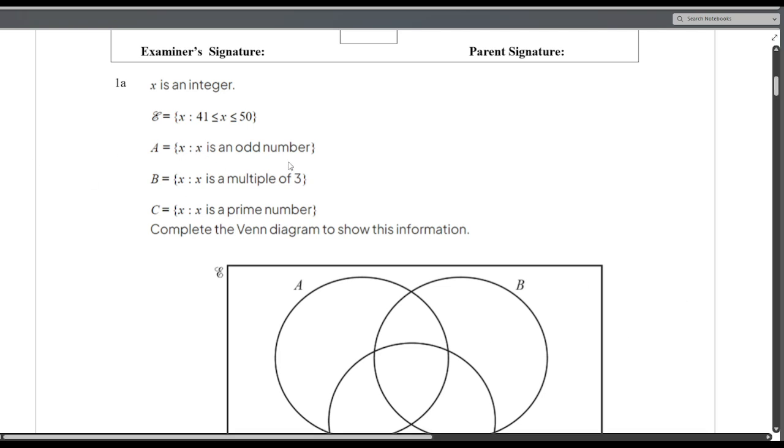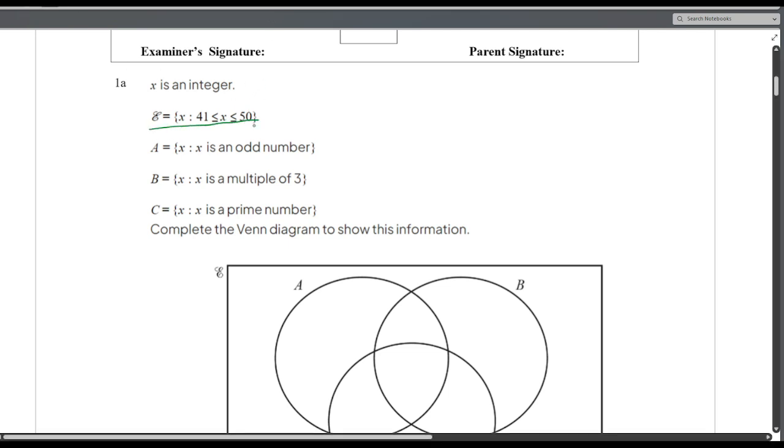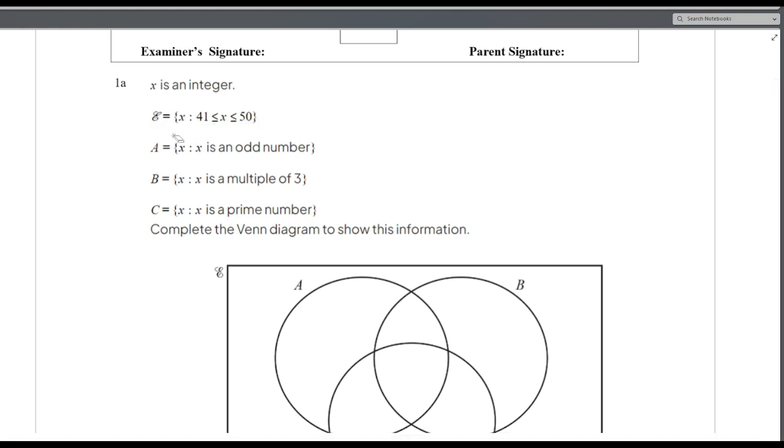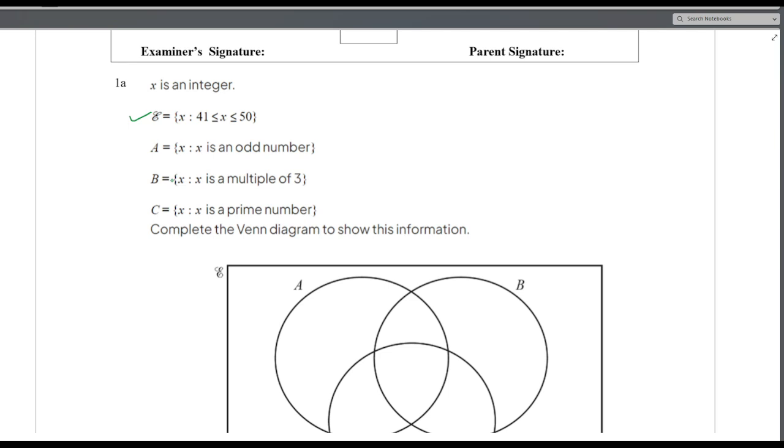First question is related with the sets. Here x is an integer. Universal set is a set of all x where x is more than or equal to 41 and less than or equal to 50. A is a set of x where x is an odd number, B is a set of x where x is a multiple of 3, and C is a set of x where x is a prime number. Okay, now when the problem gives us a universal set, then all the remaining sets are considered to be the subset of universal set.